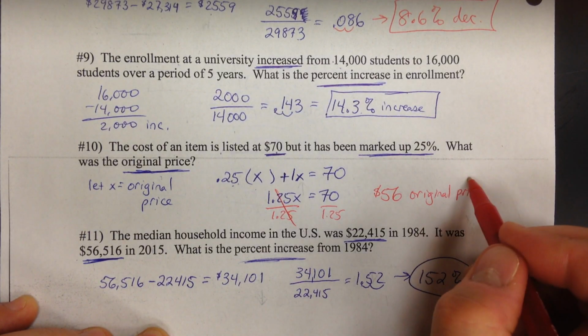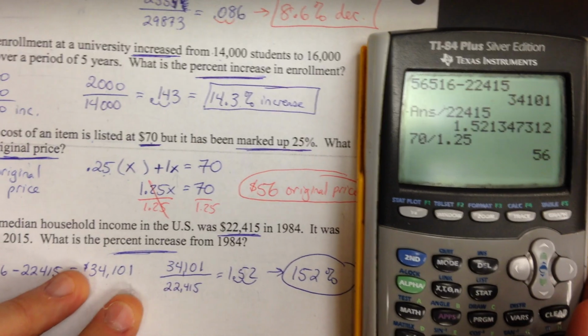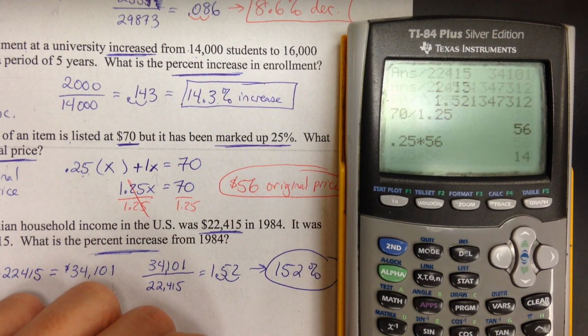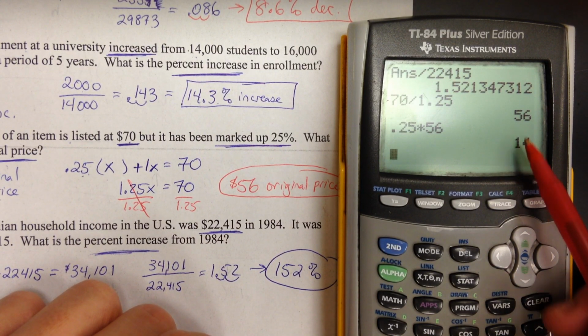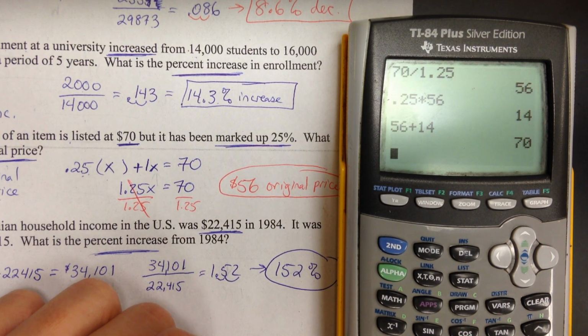Now that's kind of tricky because you're almost working backwards. And if I take 25% of 56, that's 14, and if I increase by 14, 56 plus 14, okay, it gives me the right price, 70. And that is the end of the notes.